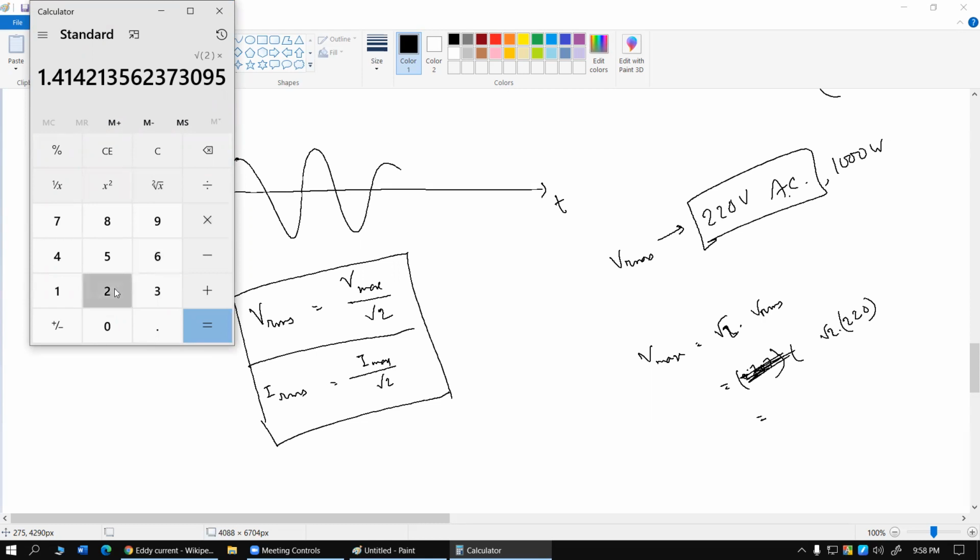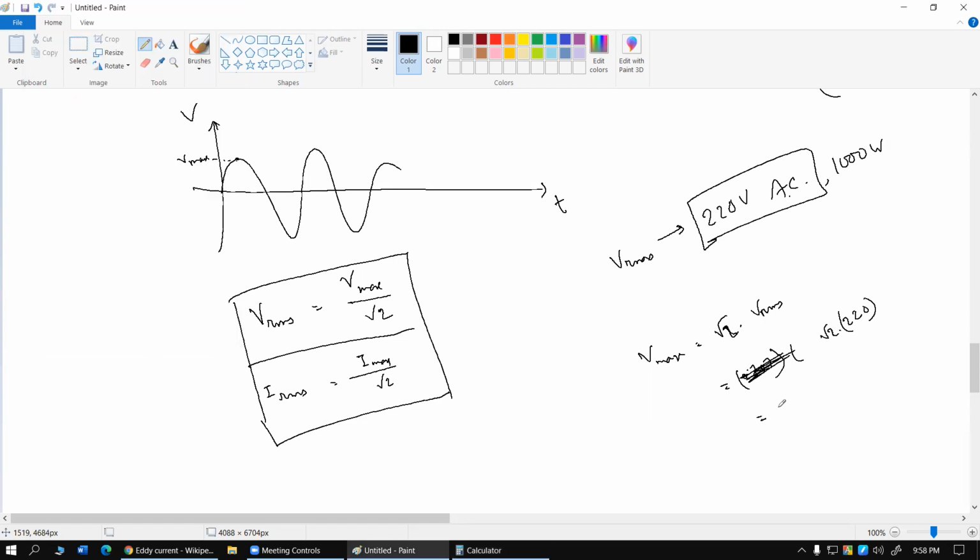311. Nearly 311. So what this shows us is that if a person gets a shock from a 220 volt supply, they are not going to get a 220 volt maximum shock. Their maximum shock experience would be equivalent to 311 volts.